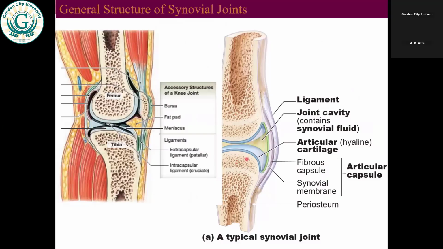A synovial joint is made up of two bones, and the ends of the bones will have what we call an articular cartilage. Then there is what we call the joint capsule, or the articular capsule. It's made up of an outer fibrous capsule and an inner synovial membrane. The synovial membrane will produce synovial fluid.